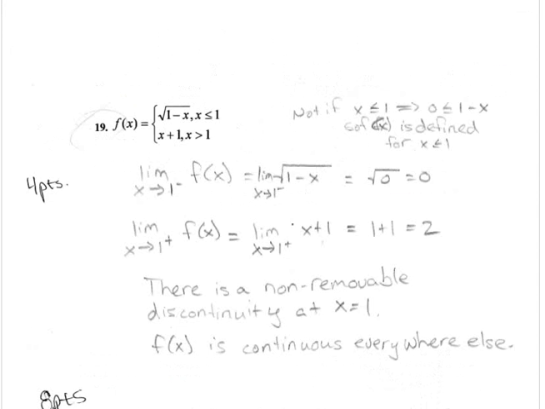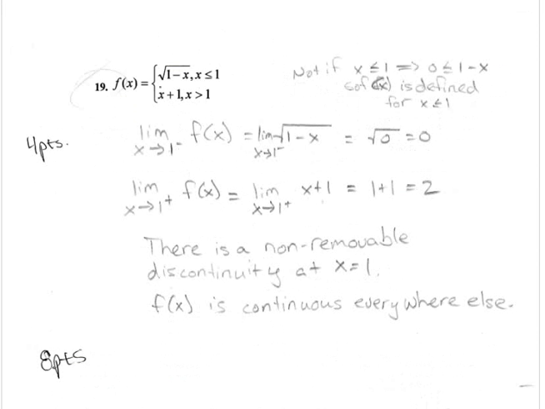Okay, so number 19, we have a piecewise function f of x equal to the square root of 1 minus x for x less than or equal to 1, and x plus 1 for x greater than 1. Let me check my time here. We're doing okay. We'll do this as the last problem.